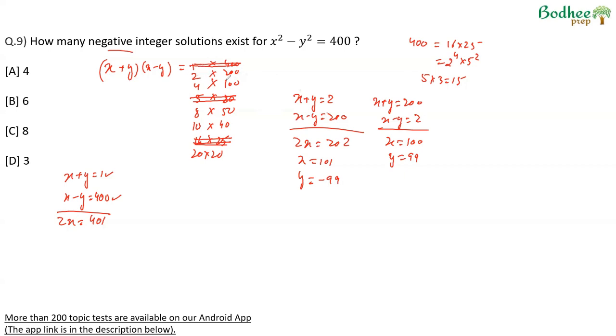What we need is both the values to be negative. So if we say x plus y is equal to minus 2, x minus y is equal to minus 200, so that the product is 400. In this case, 2x will be minus 202, x will come out to minus 101, and y will be minus 99.